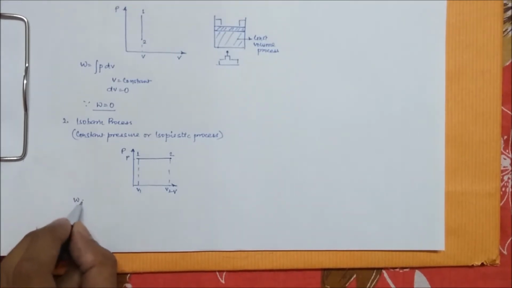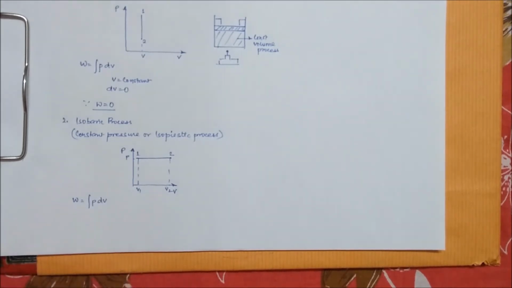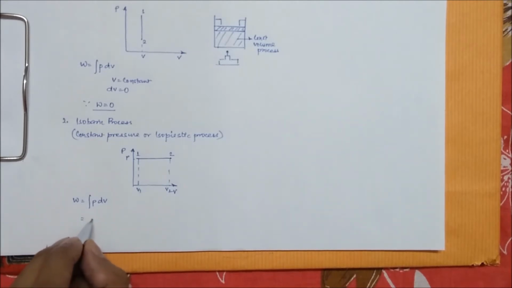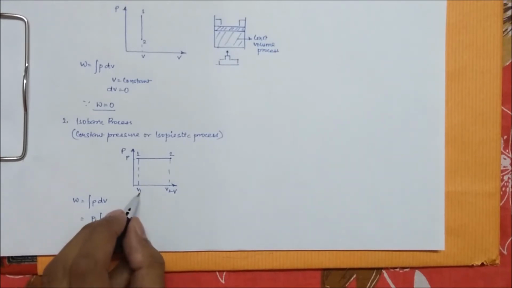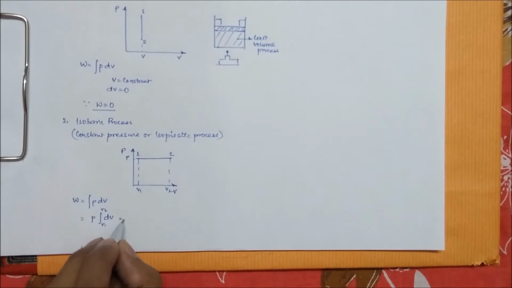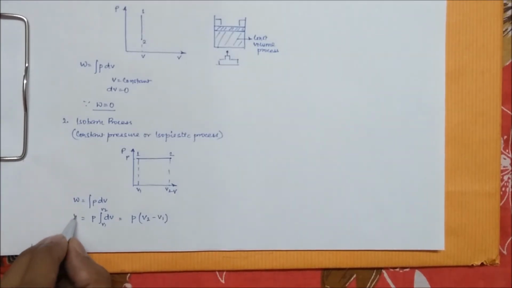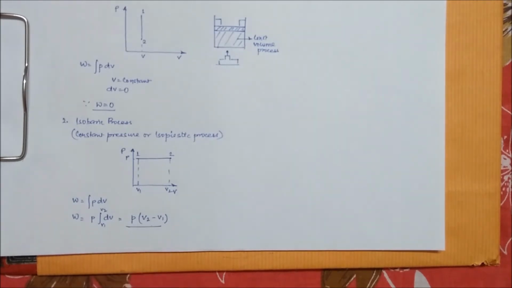So W is equal to integral P dV. As P is constant, we can take P out, and the integral of dV has the limits from V1 to V2. So we get P times V2 minus V1. So W is equal to P into (V2 minus V1).